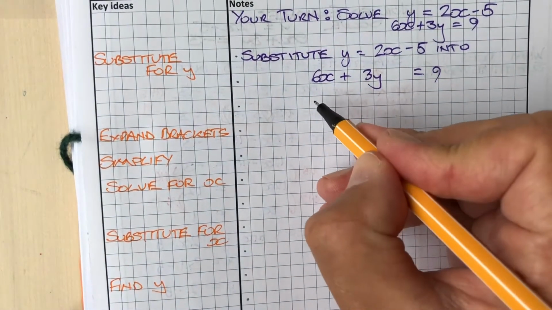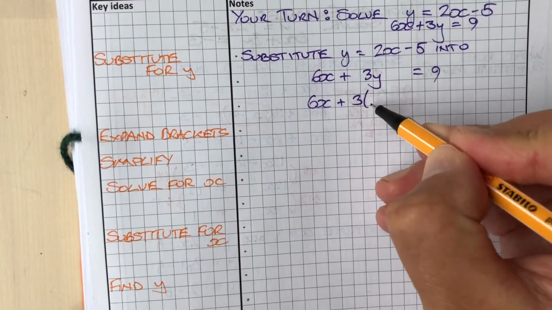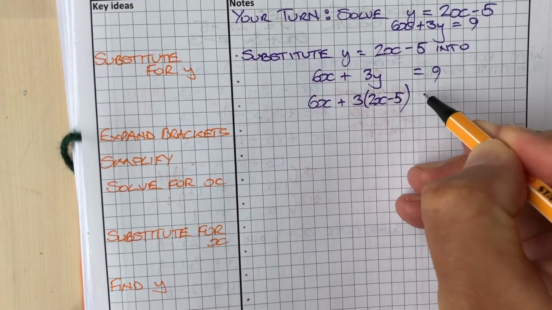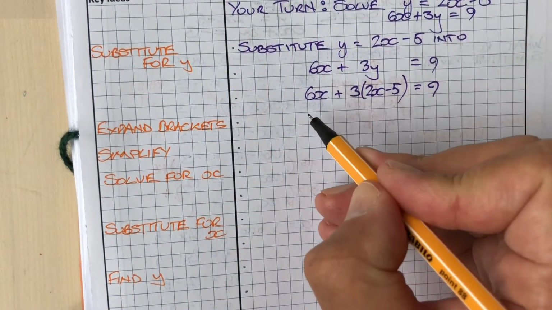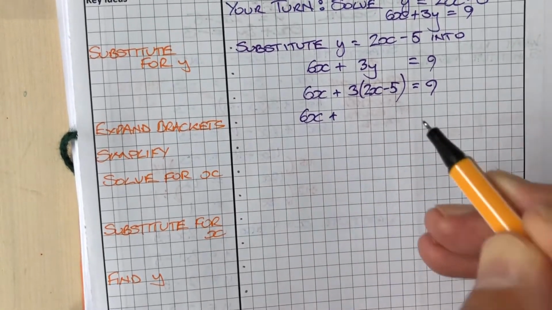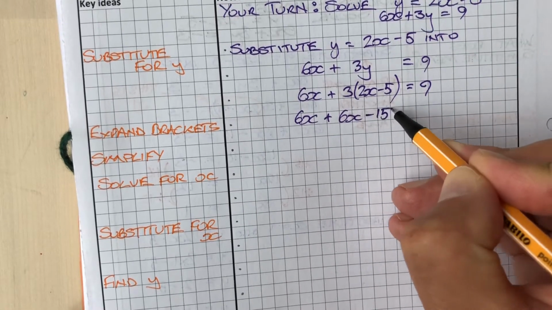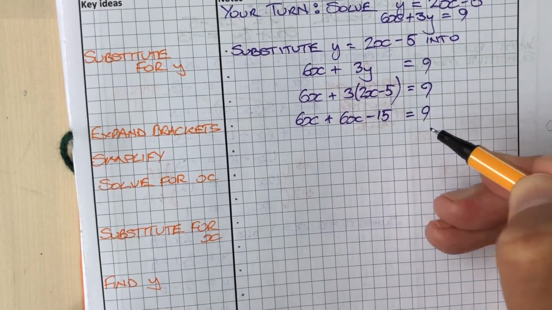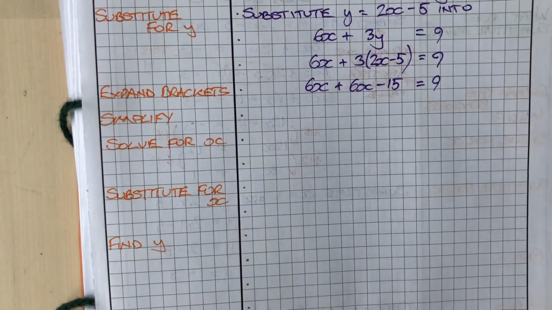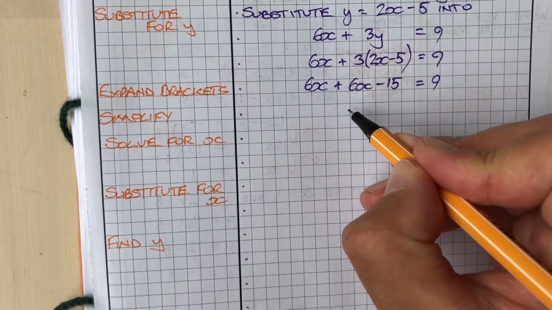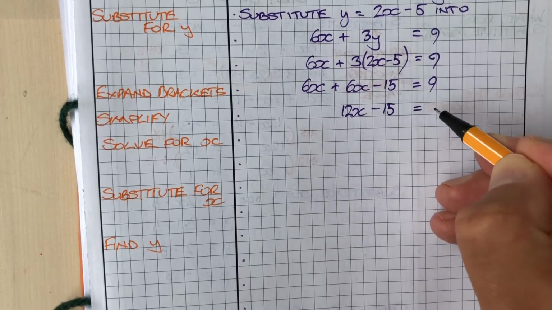So what does that give me? Well, it gives me the 6x still, plus 3 lots of now 2x take away 5, and that's still equal to 9. If I multiply out the brackets, 6x will stay the same, and I've got 3 lots of 2x and 3 lots of negative 5, still equal to 9. Copying a lot from one line to the next line. Simplify this. 6x and 6x is 12x. Copy, take away 15, and equals 9.